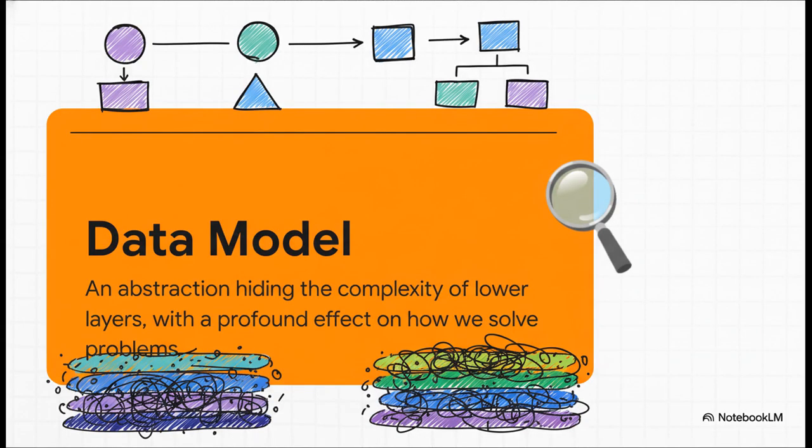Well, at its heart, a data model is really just an abstraction. It's a clean, simple interface that hides all the messy, nitty-gritty details of how bytes are actually stored on a disk or in memory. And this is so crucial because the data model you end up choosing doesn't just tweak your code. It literally shapes the way you think about the entire problem you're trying to solve.